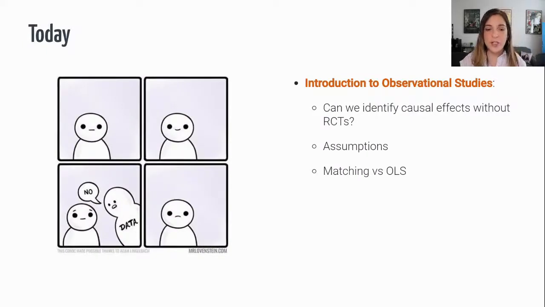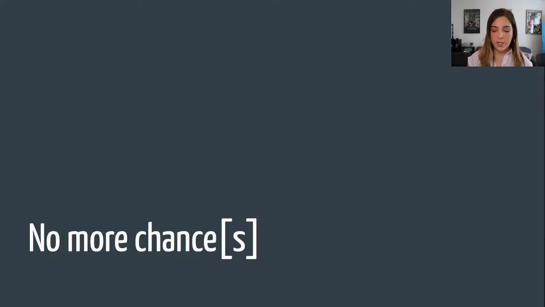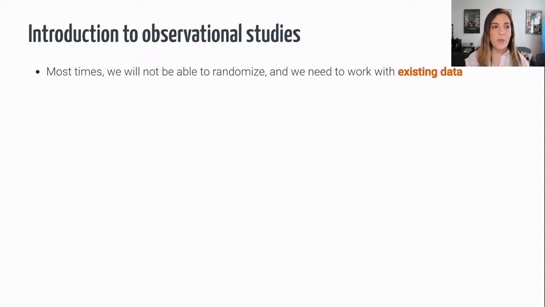Changing gears a little bit, today we're going to be talking about the introduction to observational studies. So we're going to talk about whether we can identify causal effects without RCTs, what the assumptions behind those things are, and also we're going to compare two different adjustment methods in this sense, which is matching versus regression, the typical regression analysis we've been looking at so far. So let's get into this.